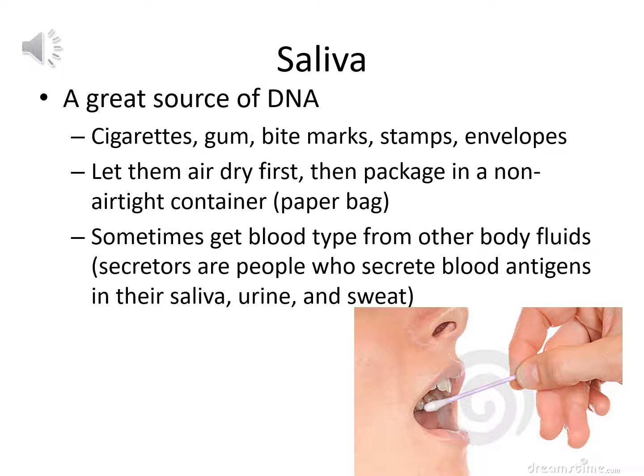And sometimes you can get the blood type from the body fluid, right? So secretors are people who secrete blood antigens into their other body fluids, saliva, urine, sweat, and so you would be able to tell blood type from that. But more commonly, you're going to use the saliva for nuclear DNA. Hopefully that's present, and then you can figure out the individual rather than just their blood type.